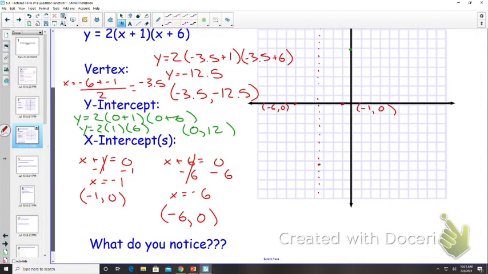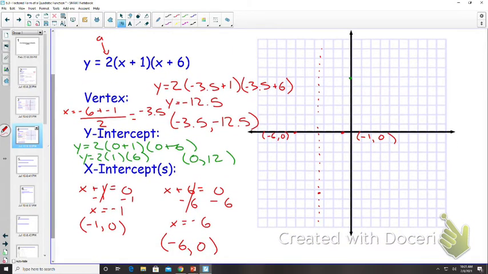And now it's just time to connect the parabola. You guys notice anything about this one?